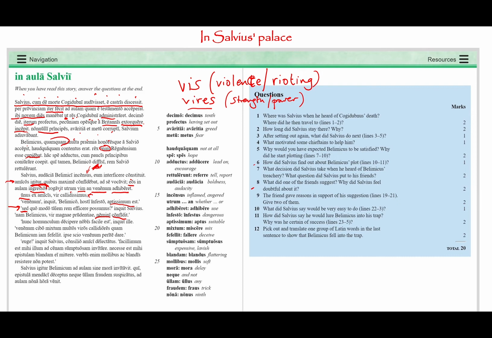So the answer, why do they feel doubtful about it? You've got to do a little bit of work there to interpret the answer, but it's simply that Bellimachus would be very difficult to get close to because he trusts nobody, so it's not a simple matter trying to poison him. Question number 9.